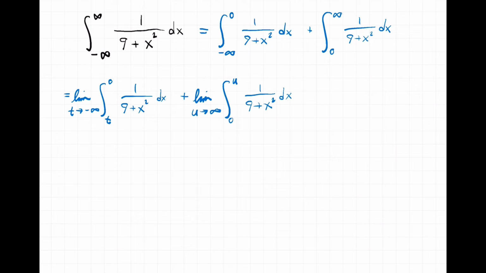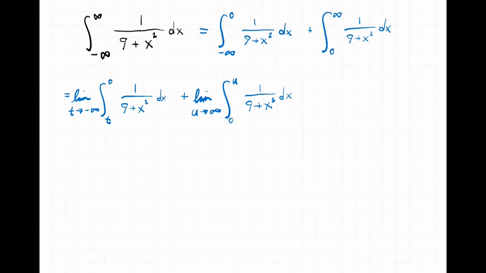So our first step was to break up this improper integral into a sum of two improper integrals, each of which has one bound that is infinite. Call that step 0. Then step 1 was to turn those improper integrals into proper integrals in which one of those bounds is a variable, and then take the limit as that variable goes to infinity or minus infinity. Now we can solve these integrals, and each of those will give us a function of t or u, and then we can take the limits.